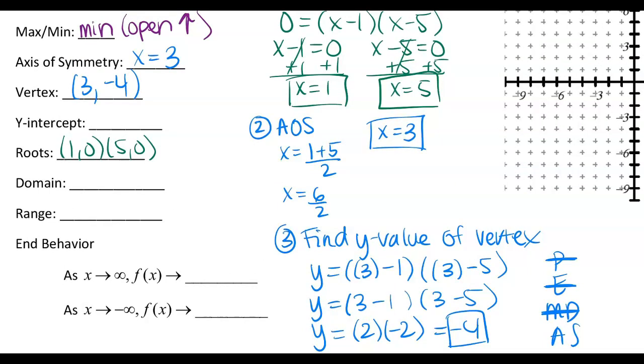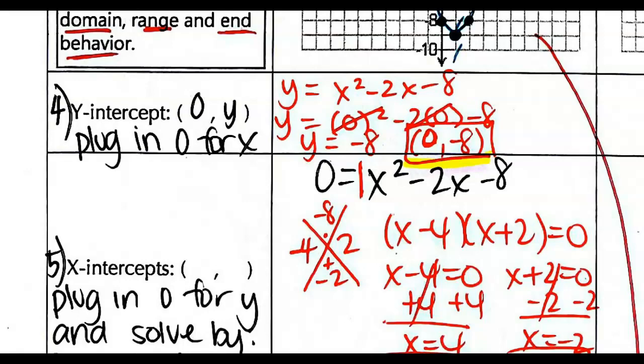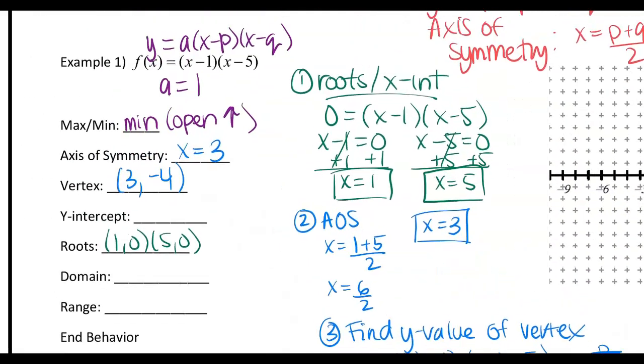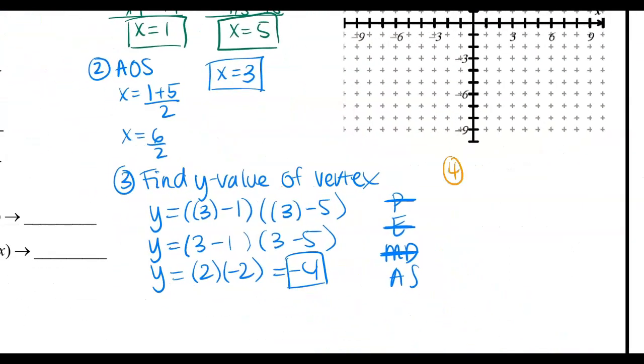There's one last thing I need to find, and that's the y-intercept. Caitlin, right? How do I find the y-intercept? How did we do it last time? We're going to plug in 0 for the x in the original equation, and we're going to solve. So I'm going to do that work over here in this corner. For my y-intercept, we're going to plug in 0 for x, and we're going to solve.